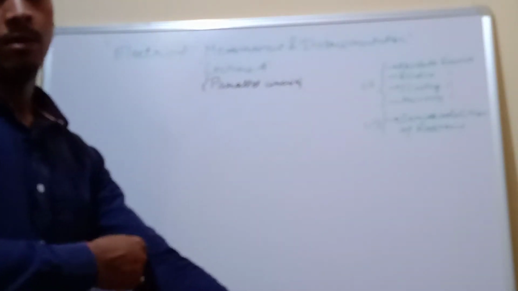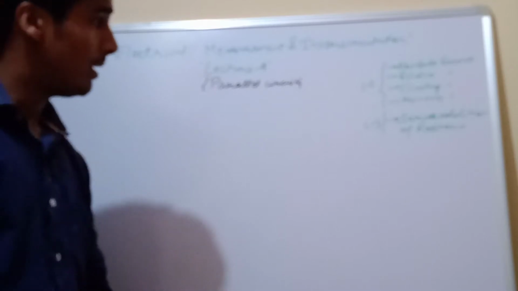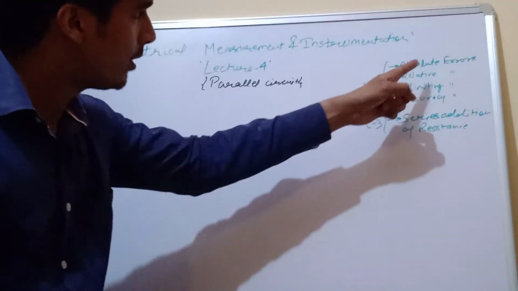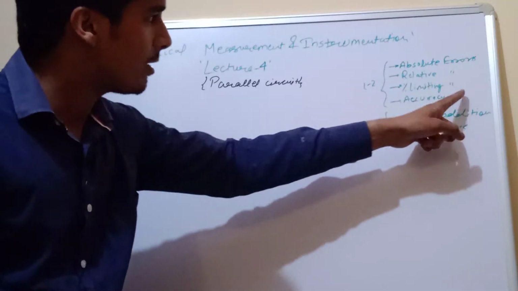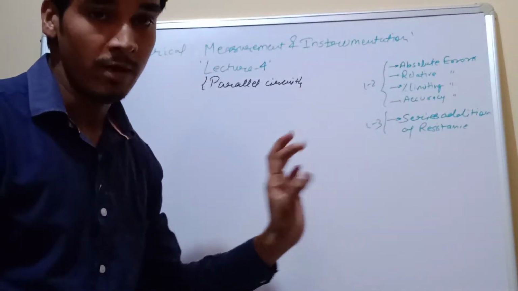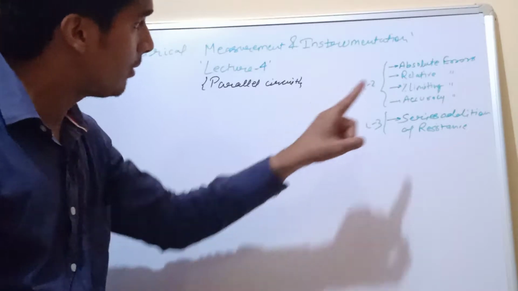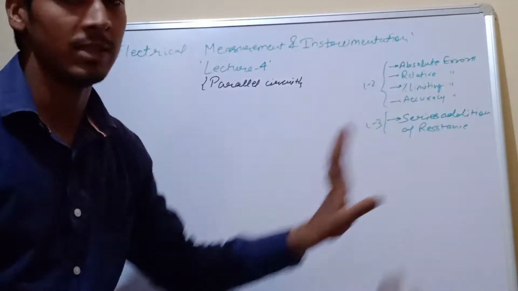So good morning guys, in this lecture number 4, we are going to study what happens when we add resistances in parallel. In lecture number 2 we studied absolute error, relative error, percentage limiting error and accuracy error. We also studied the little bit of difference between the percentage limiting error and accuracy error.